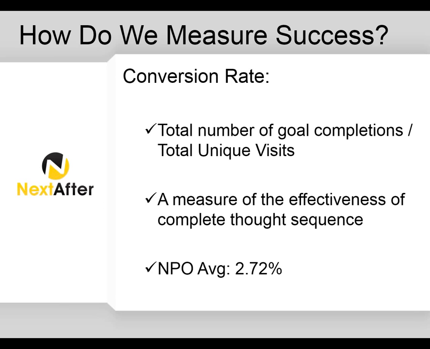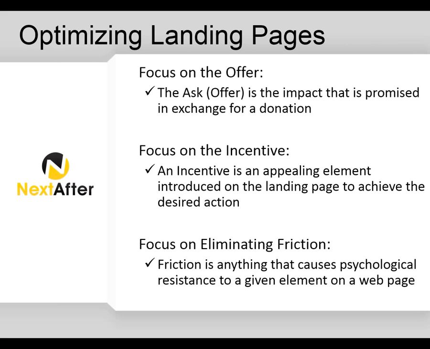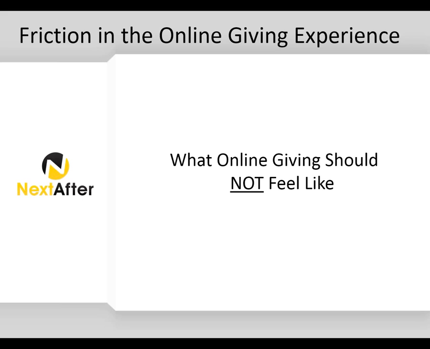Friction is anything that causes psychological resistance to a given element in the online donation experience or on the web page itself. So what does that mean? Well, I think the best way to explain friction is to allow you to experience it. So let me show you what online giving should not feel like. And to do this, I'm going to pick on a very good friend of mine, World Vision. Love these guys, longtime donor. They were a client. Great, great organization.